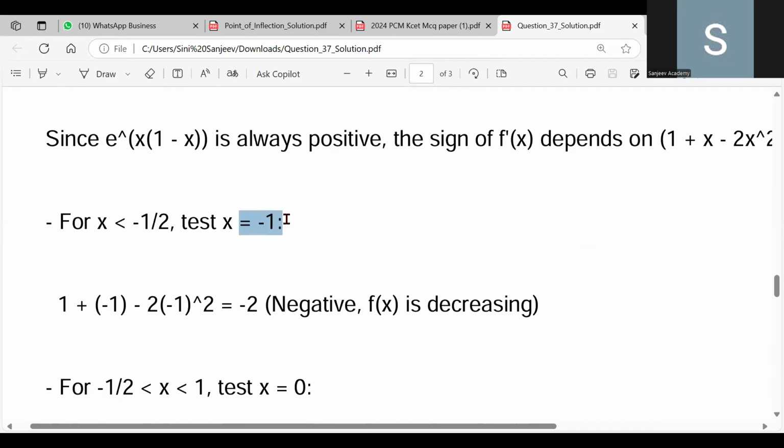So I will put first x is equal to minus 1. If I am putting x is equal to minus 1 in that equation, 1 plus x minus 2x square, which is the differentiated one, I'll just write it down here. If you don't understand, once I am done, I'll help you out, okay? Don't worry. The first thing is, substitute minus 1, a real number. What is the value I'm getting? Minus 2.